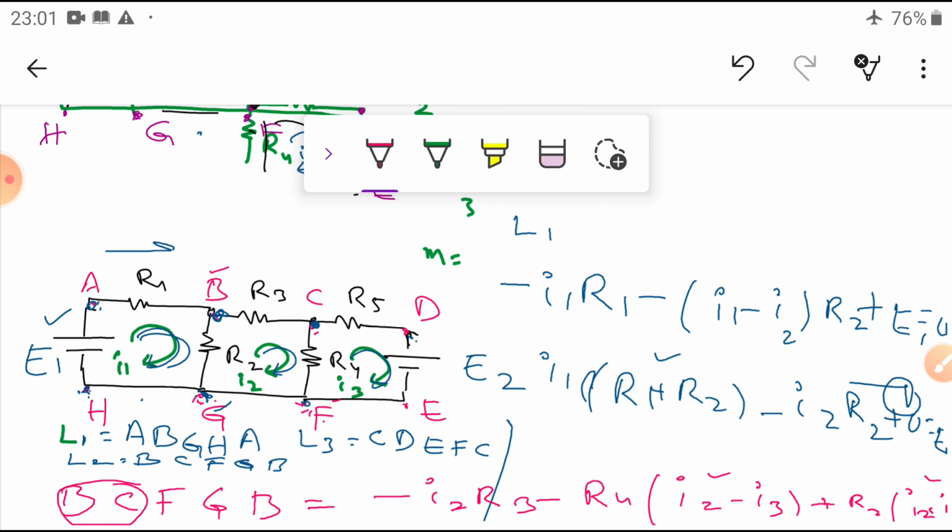By simplifying, we get the second equation. Minus I1 R2 plus I2 (R2 plus R3 plus R4) minus I3 R5 is equal to 0. This is the second equation.